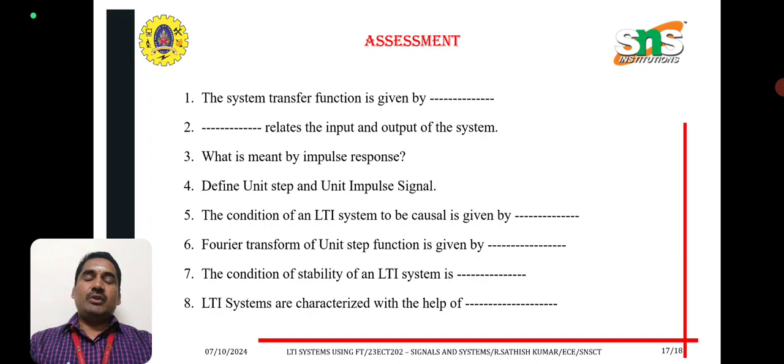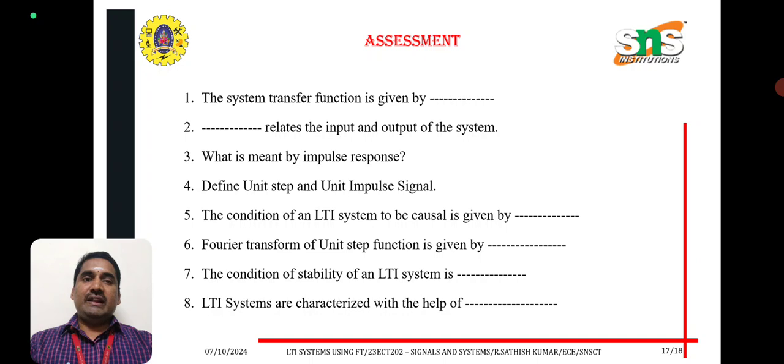Define unit step and unit impulse function. Unit step can be defined as u(t) is equal to 1 for t greater than or equal to 0, 0 for t less than 0. Unit impulse signal δ(t) is equal to 1 for t equal to 0, 0 for t not equal to 0.